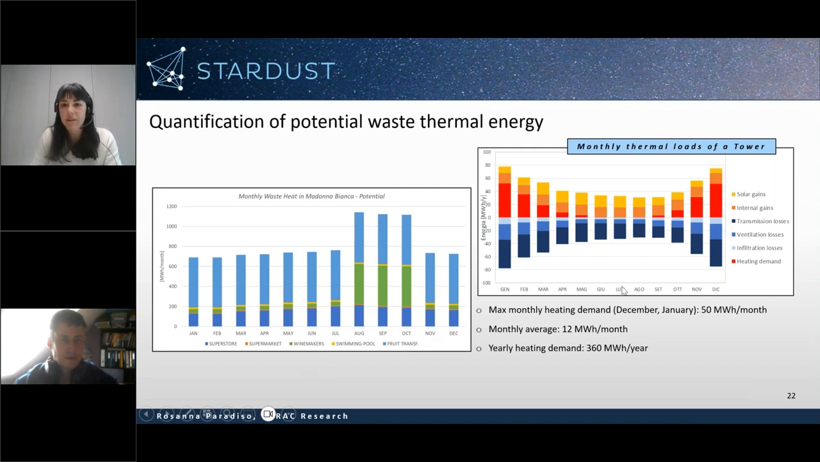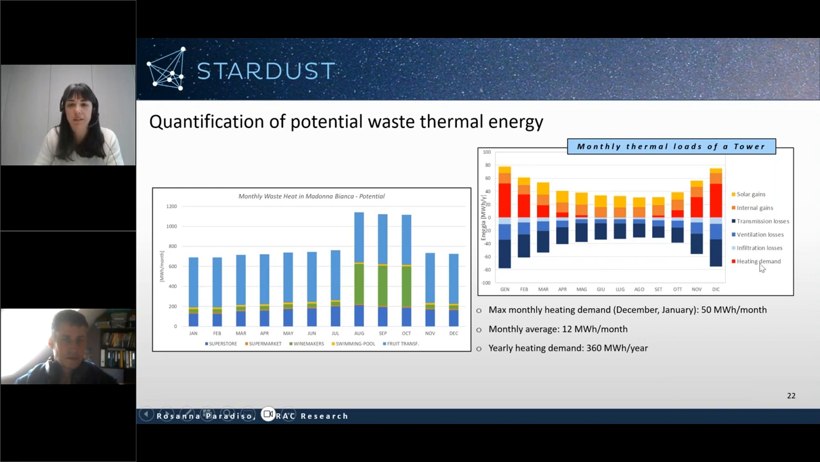On the right side of the slide, you can see instead the monthly thermal loads of a tower. Below zero, you can see the energy losses due to transmission losses, ventilation, and infiltration losses. So from this bar diagram, we can get the value of the distribution of heating demand load along the year.